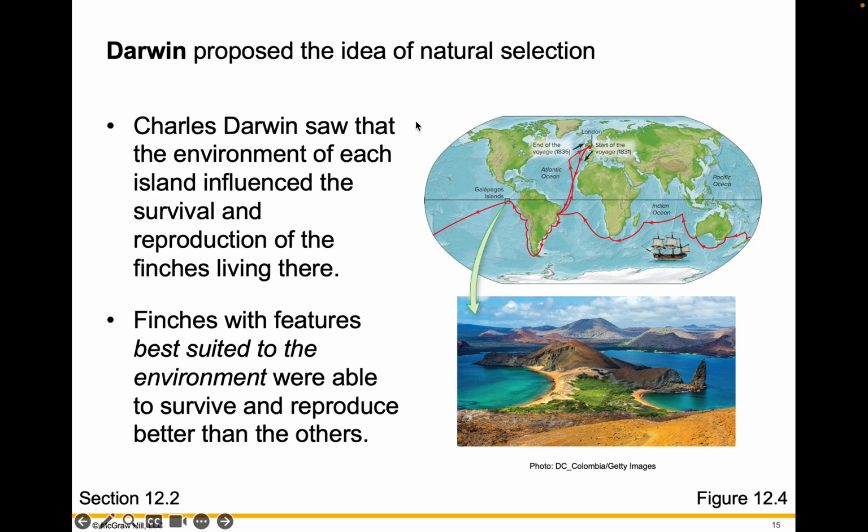All right, so this is when Darwin first proposed the idea of natural selection. Charles Darwin saw that the environment on each island influenced the survival and reproduction of the finches living there. And finches with features better suited to the environment were able to survive and reproduce better than others. This is where that idea of survival of the fittest comes out.